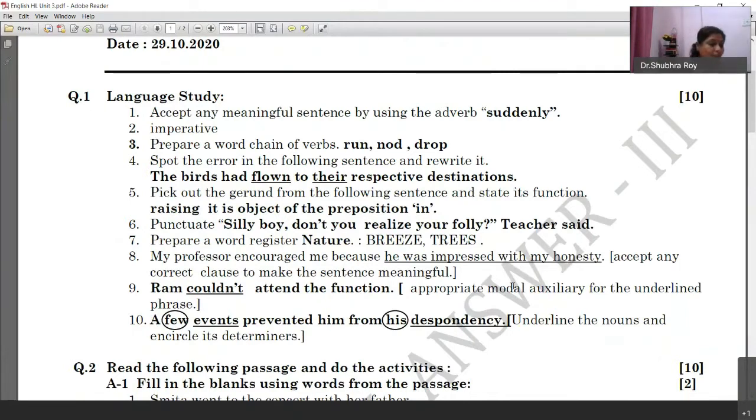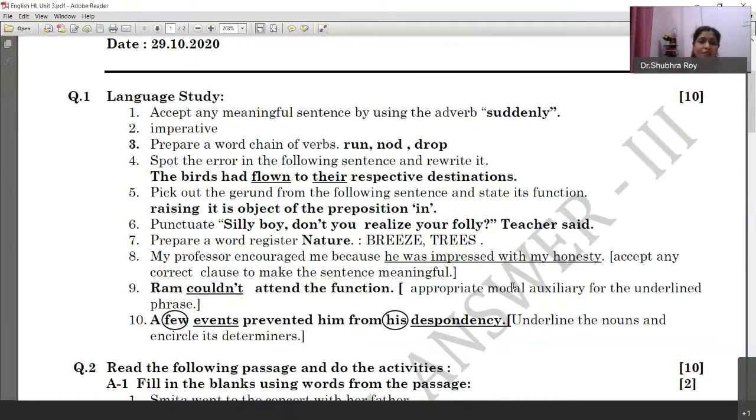The eighth one is, my professor encouraged me because dash dash dash. The question was, add a clause to make the sentence meaningful. Here I have written what I felt was right, but it was expected from you to write a correct meaningful clause. My professor encouraged me because he was impressed with my honesty. Or you can write any other answer there. My professor encouraged me because he thought that I had the capacity to go ahead. Any meaningful clause you can add.